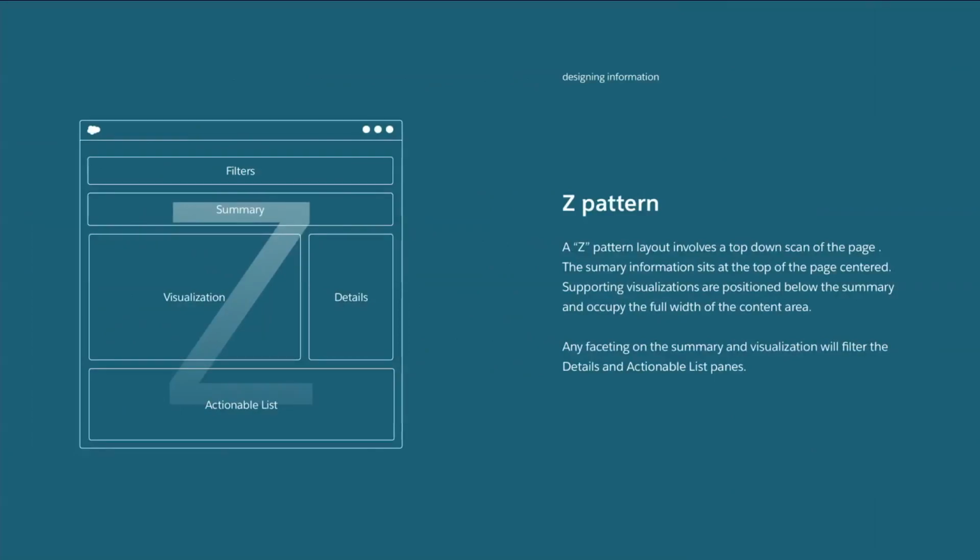You can also use a Z pattern for your designs. This works very well on mobile since it's often a constrained width sort of interface. And so you just kind of structure things. People go across and then diagonally down and then back over again.